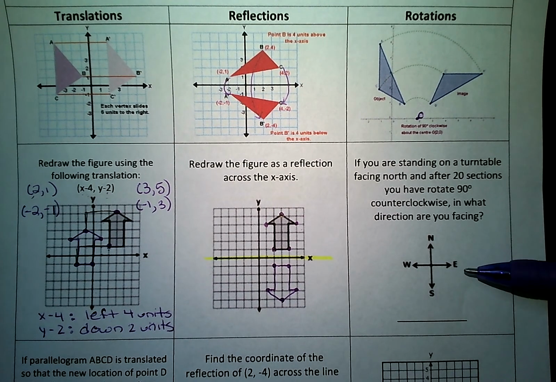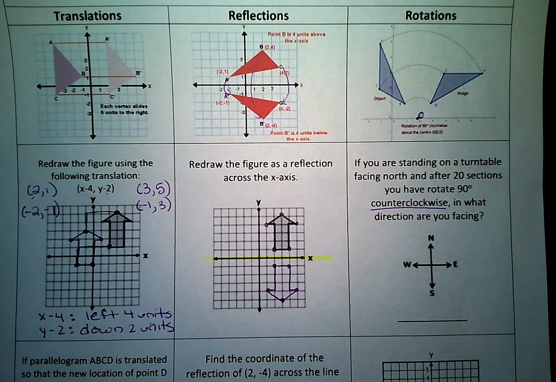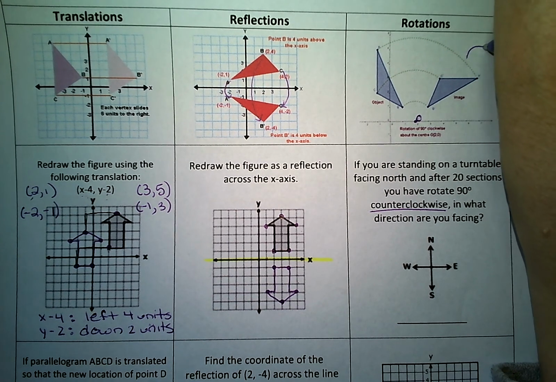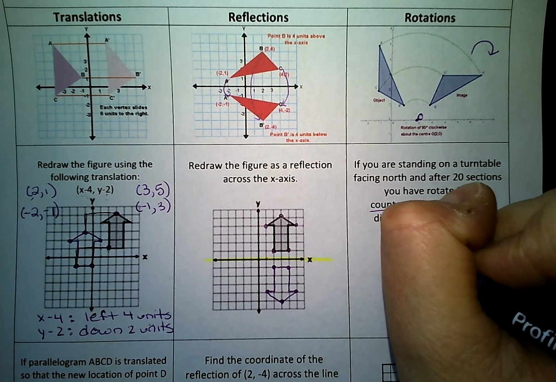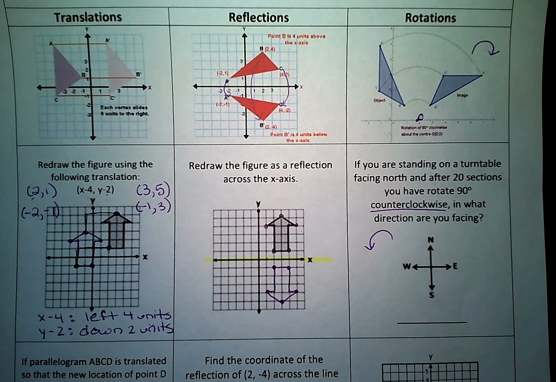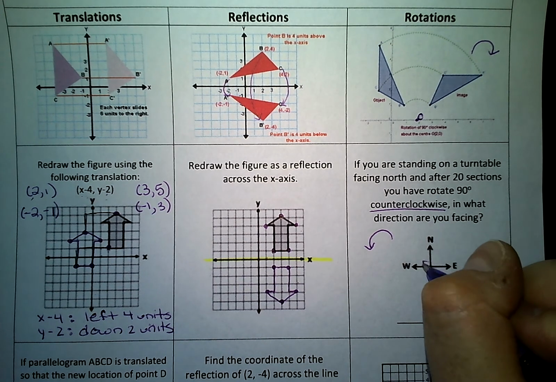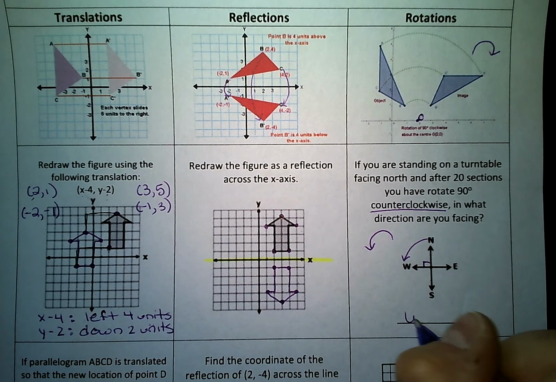Well, let's use this as our first example. If you're standing on a turntable facing north, and after 20 seconds you've rotated 90 degrees counterclockwise, in what direction are you facing? Well, in our example up top, the triangle has spun clockwise, which is to spin to the right. So counterclockwise must be a spin to the left. So if I'm facing north and I spin 90 degrees counterclockwise, I will now be facing west.